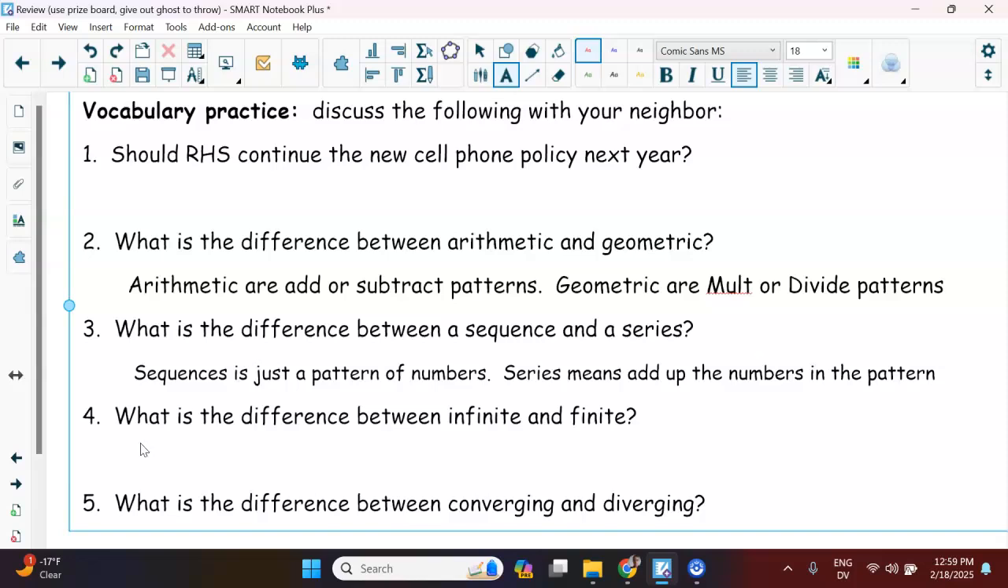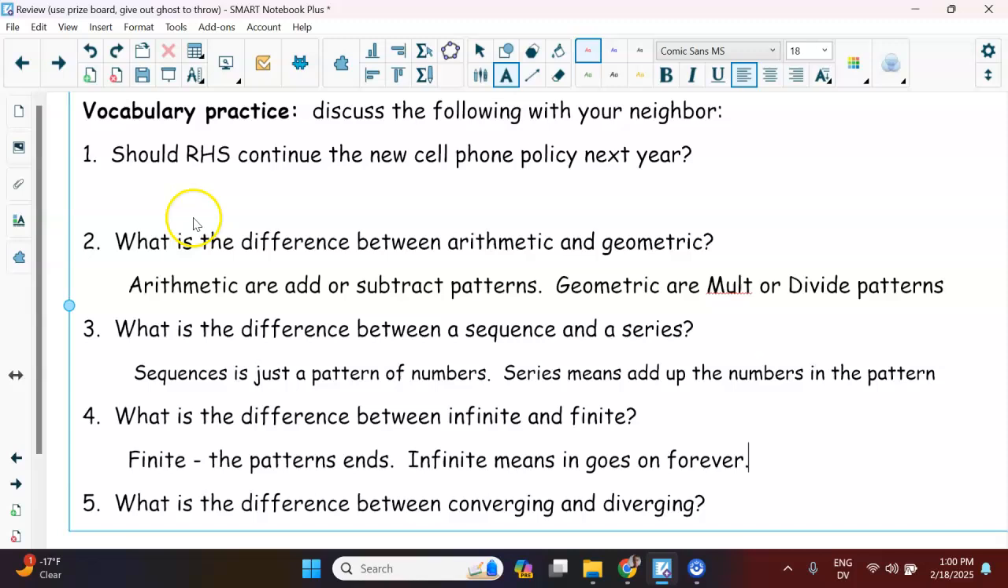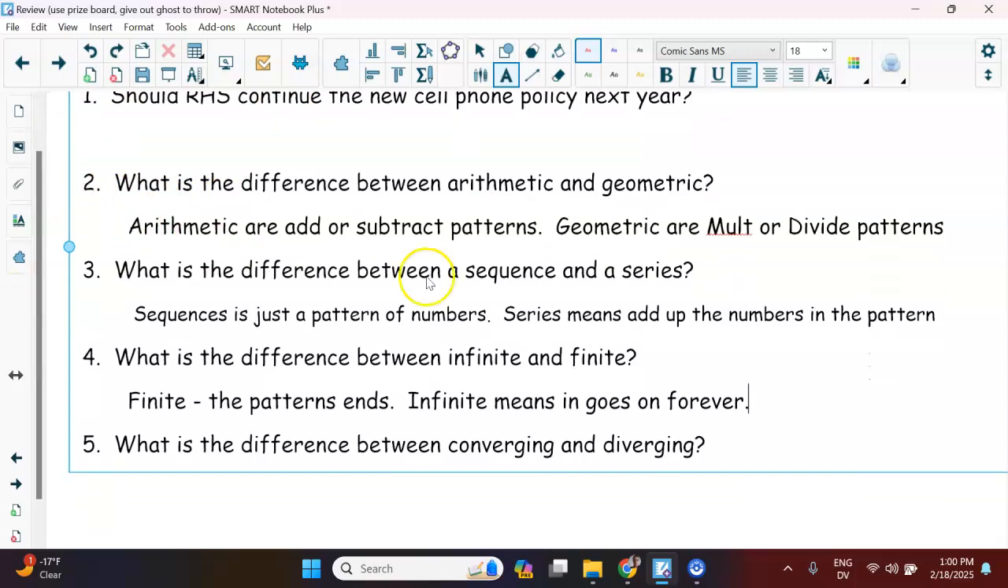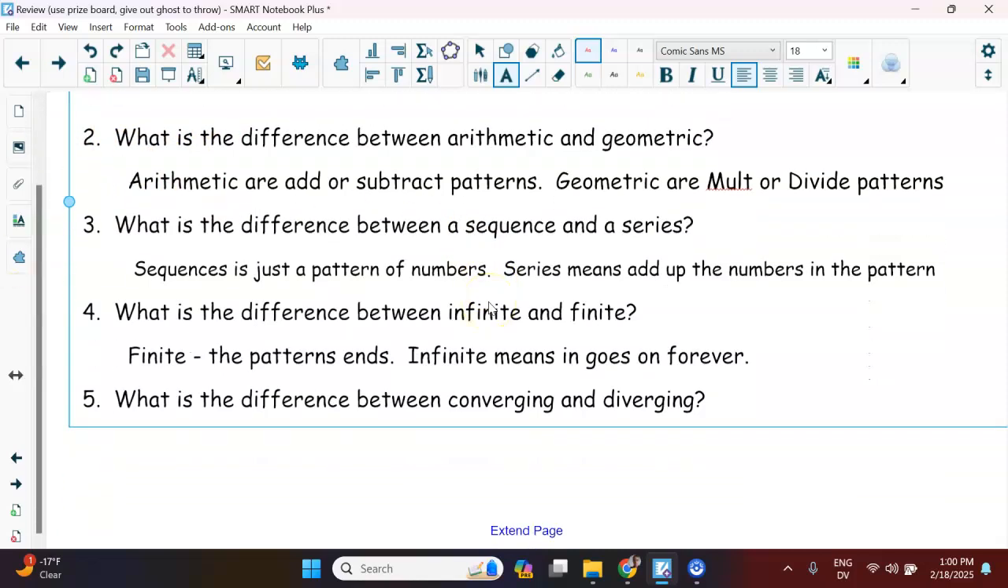Okay, so finite, infinite. Finite just means the pattern ends. Infinite means it goes on forever. They usually use an ellipsis when they're listing it out, typically. But just because it has an ellipsis doesn't mean it's infinite. Sometimes we'll have an ellipsis and then it says it goes on for 10 terms. That still would be finite because it ends after 10 terms.